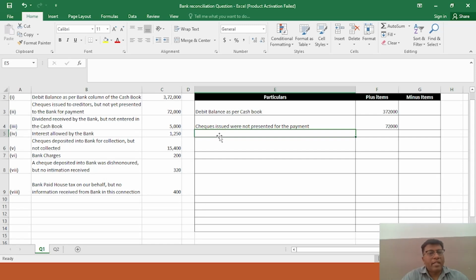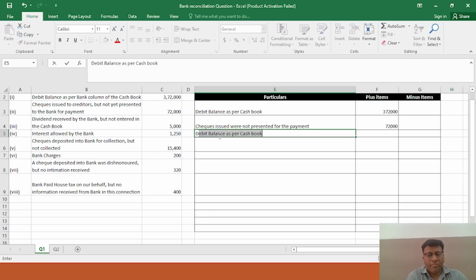And the next one is dividend received by bank but not entered in the cash book. This is the case of income. You receive the dividend, but through the bank. So the bank is receiving the dividend and crediting your account. So the bank balance is higher than your cash book because of not entering this transaction in the cash book. As mentioned in the question, you see in transaction number three that dividend received by bank but not entered in the cash book. So the bank balance is increased, right? But you don't enter this transaction in the cash book. The cash book is having less balance, right, in comparison to the passbook.